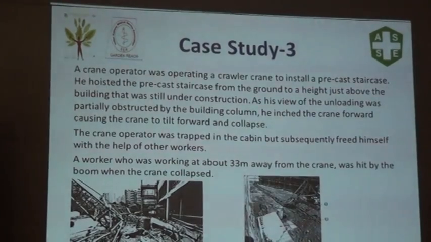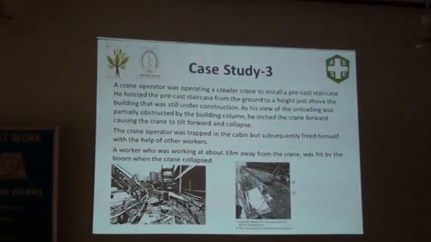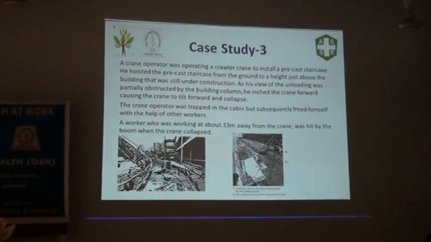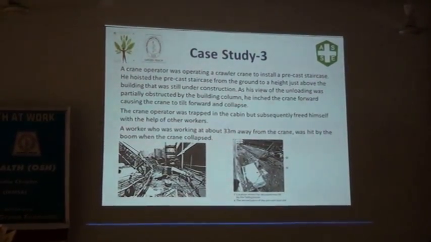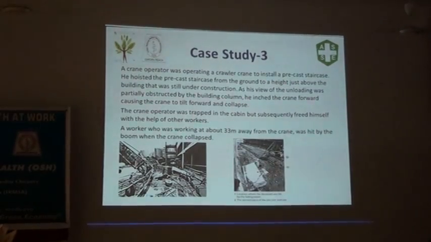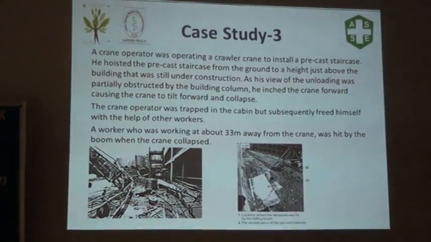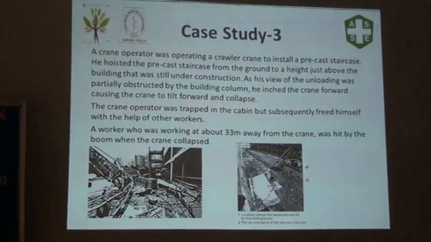This is case study number 3 for group 3. A crane operator was operating a crawler crane to install a precast staircase. He hoisted the precast staircase from the ground to a height just above the building that was still under construction. As the view of the unloading was partially obstructed by the building column, he inched the crane forward, causing the crane to tilt forward and collapse. The crane operator was trapped in the cabin but subsequently freed himself with the help of other workers.